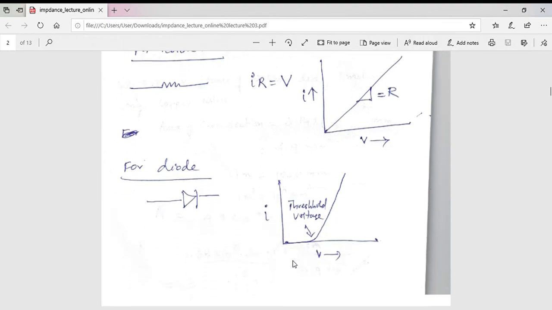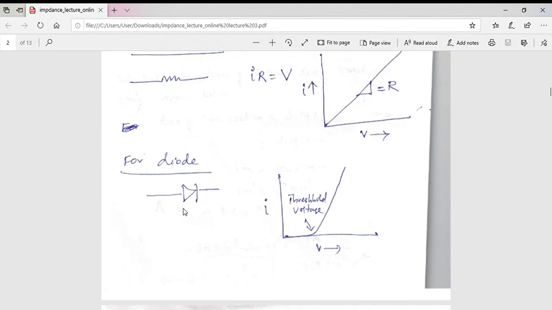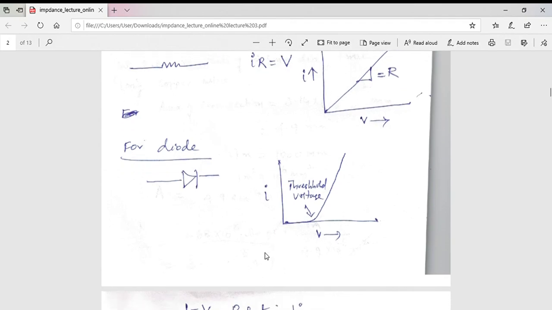Same if you do for a diode in a forward bias condition, you would see up to a certain voltage there won't be any current. After you reach the threshold voltage, you will see an increase in the current with the voltage.